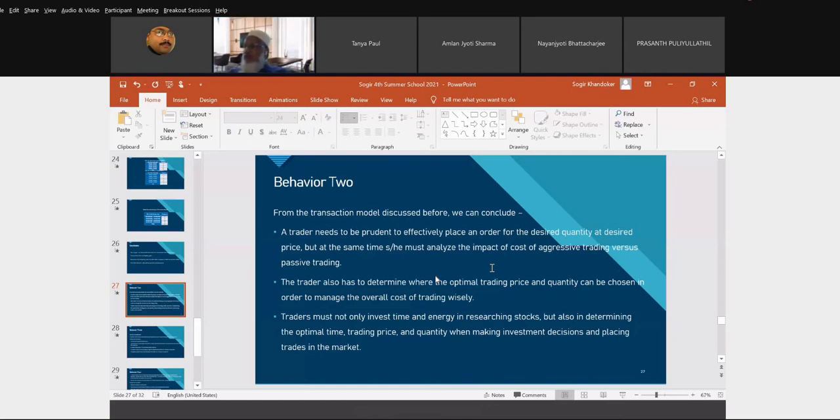In short, the investor is able to calculate the transaction cost. If the investor is able to calculate the transaction cost properly, then he or she makes decisions regarding the investment more precisely.